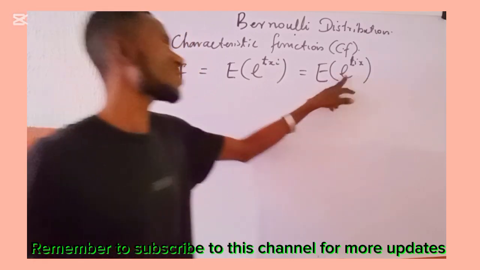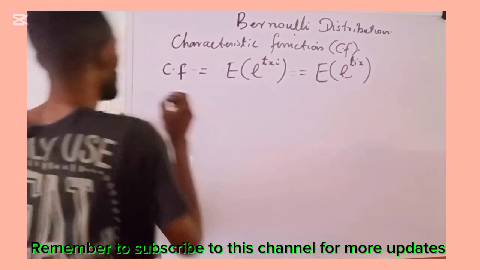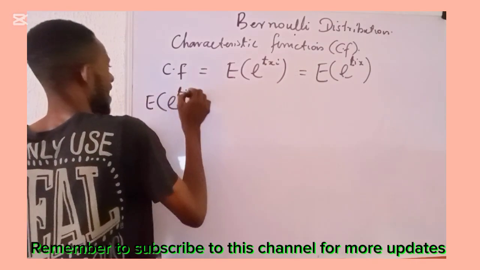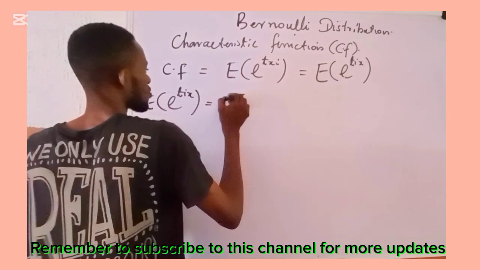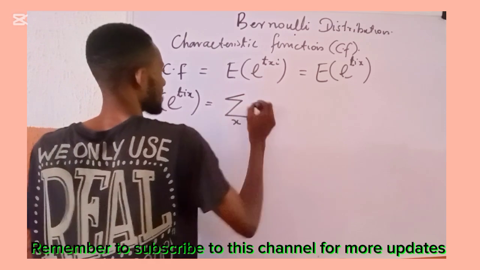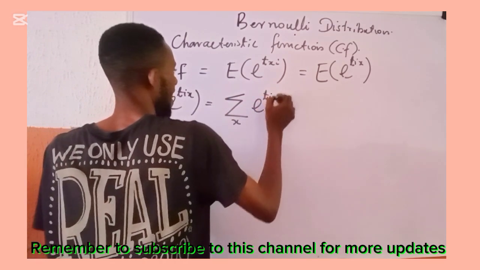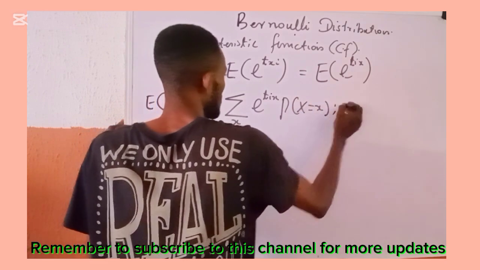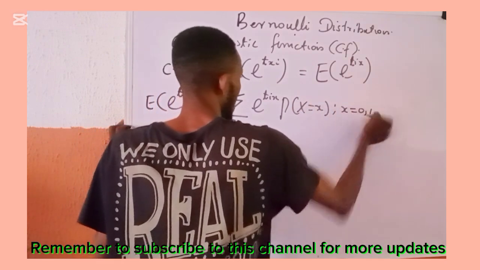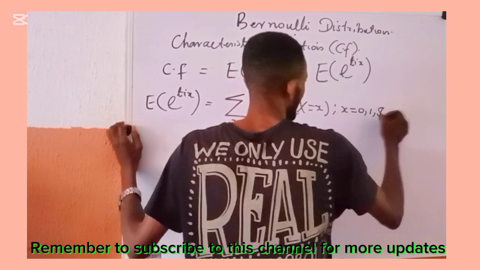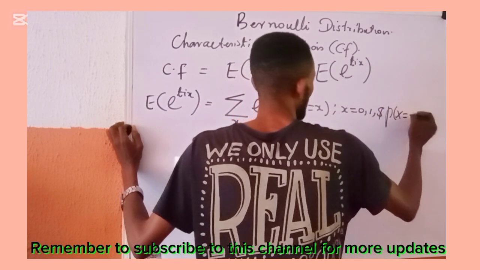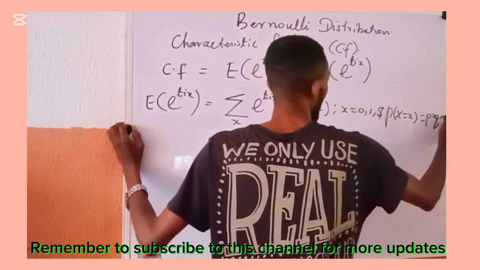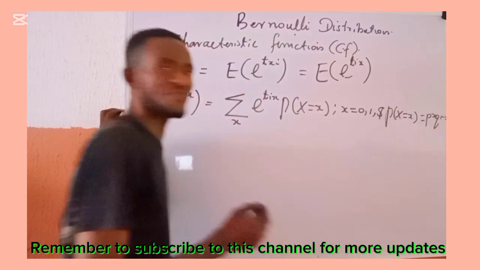Of course, we have taught how to express this. So this expression, E of e to the power itX, is going to be given as the summation over the range of x of e to the power itx times P of capital X equals small x. And we know x equals 0, 1 for Bernoulli. And then P of capital X equals x is given as p raised to power x, q raised to power 1 minus x. We should not always forget that.